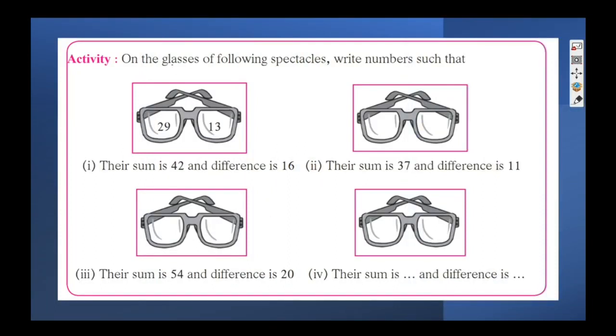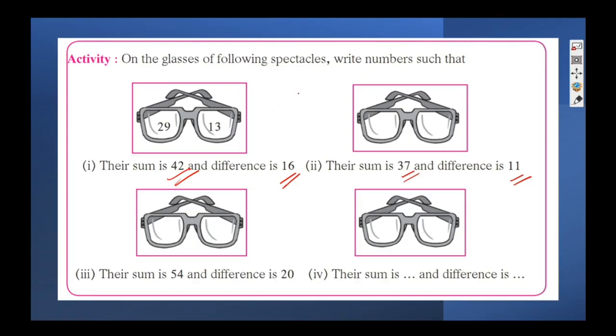Here is written on the glass of the following spectacle, write the numbers such that 29 and 13. The sum is 42, difference is 16. Correct? In this case, sum is 42, difference is 16. The sum is 37 and difference is 11. Here we have to write them. How will we find? There are a number of numbers which are having sum equal to 37. Even then we will think of writing something to find out the answer.